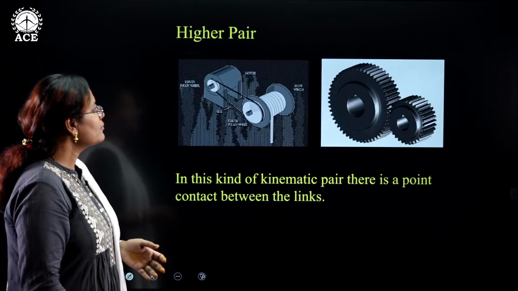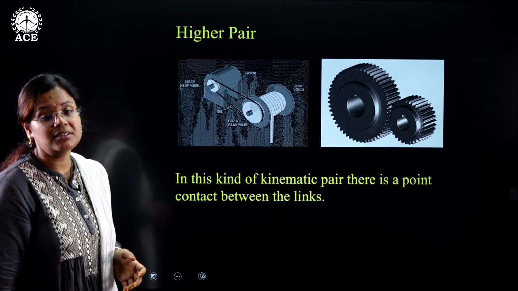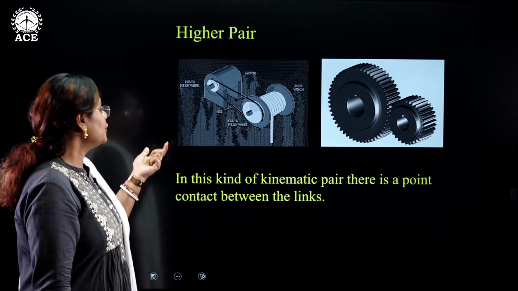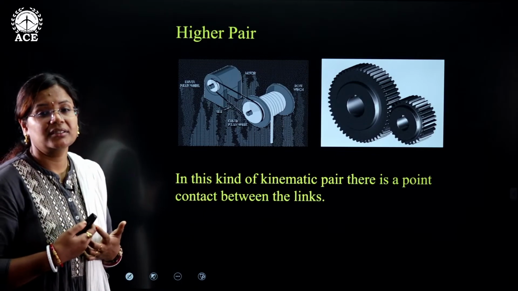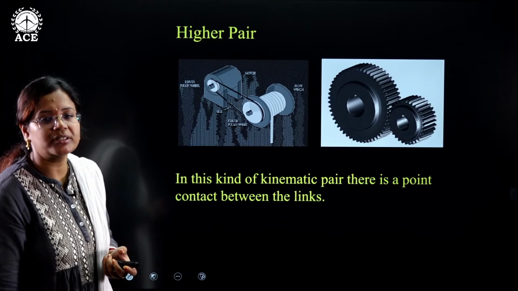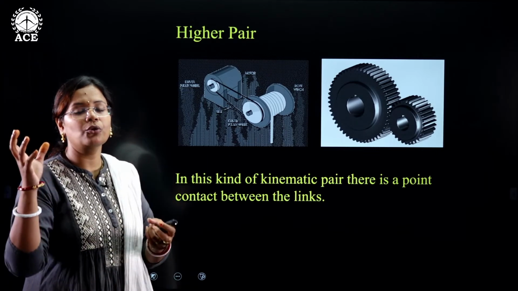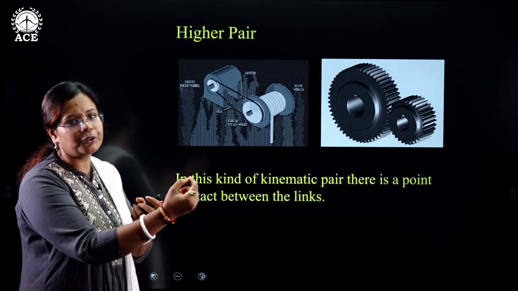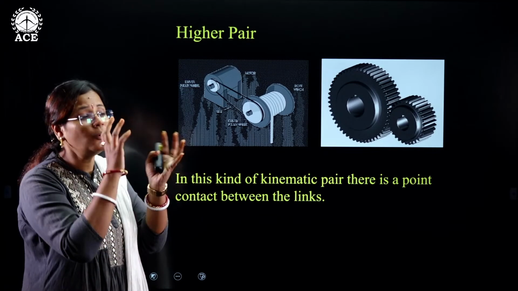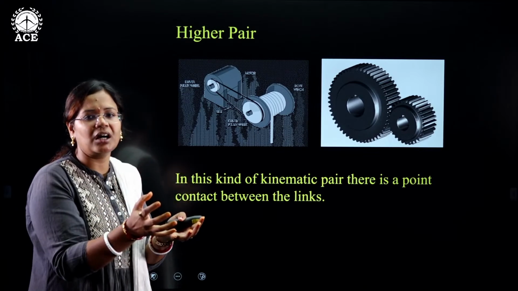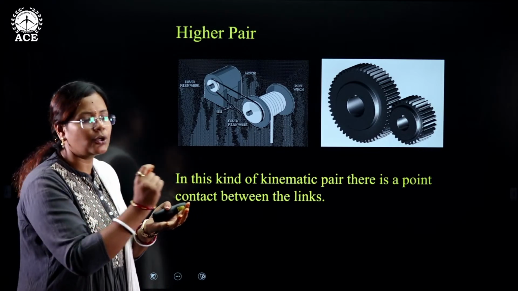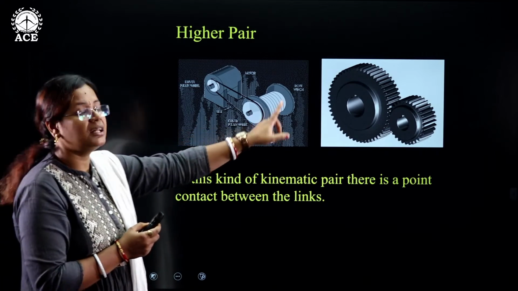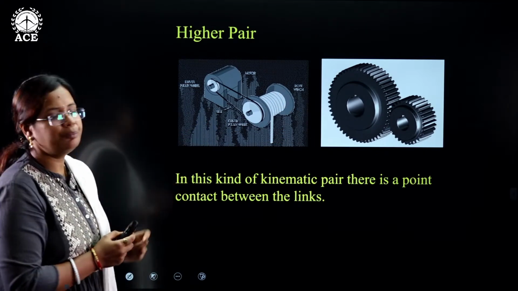Next are the higher pairs. In the higher pair of kinematic pairs, you have point contact. Suppose you are rolling a ball on the surface. You will have only a tangential point of contact throughout. Not the whole surface of the ball will touch the ground, but only a point contact will be maintained. Such examples you can see in gears and belt and pulley.